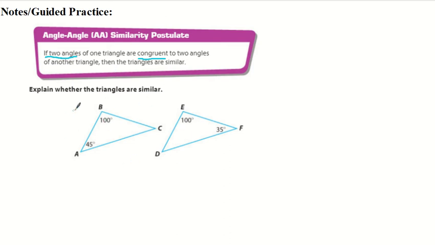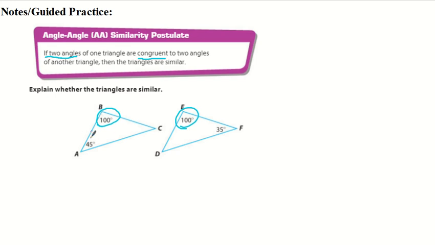So if you want to determine if two triangles are similar, we just have to compare their angles. Like this one has a 100-degree angle and a 45-degree angle. This one has a 100-degree angle and a 35-degree angle. Well, these two don't necessarily match. The 100 matches, so that's good. But the 35 and the 45 don't match. But this might be a 35 and this might be a 45. I don't know. So I need to figure out what this third angle is on one of these triangles.